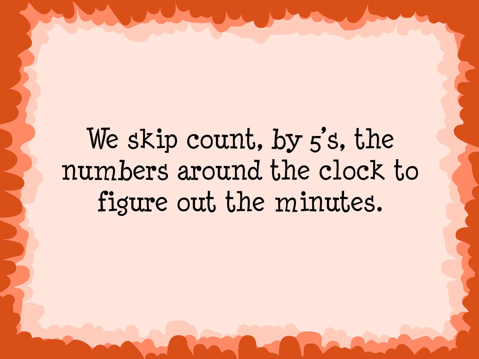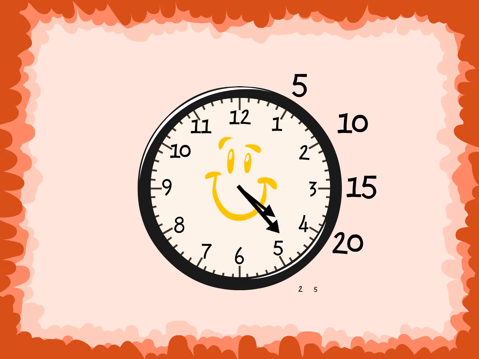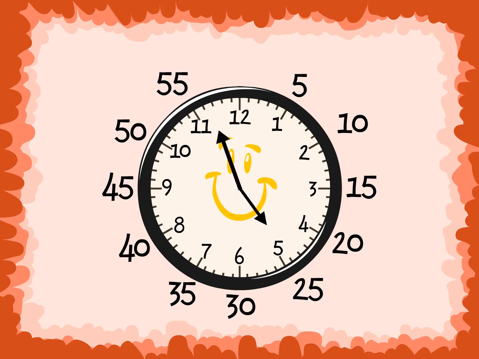We skip count by fives the numbers around the clock to figure out the minutes. When the minute hand moves from one number to the next, that means that 5 minutes have passed. The minute hand will go the whole way around the clock in 1 hour. There are 60 minutes in 1 hour, and there are 30 minutes in a half hour.